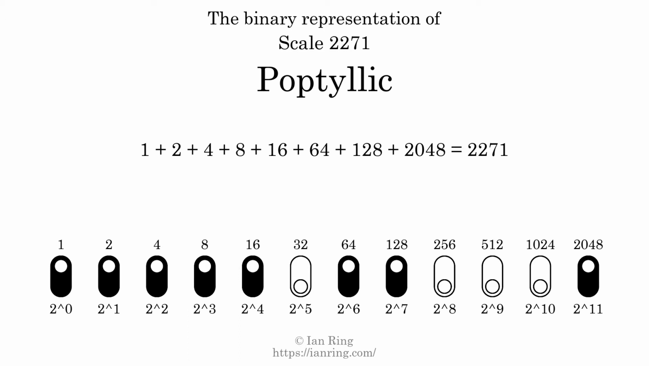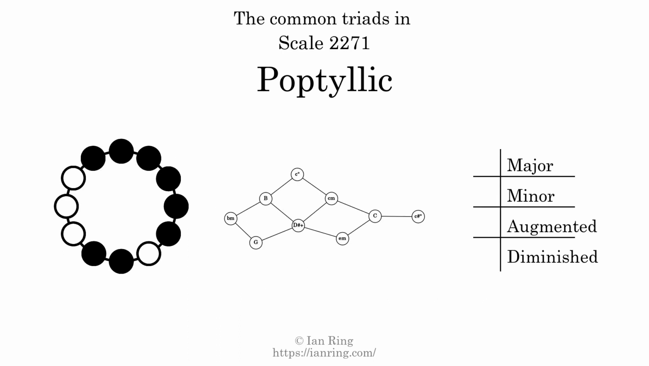2271. The scale number not only enumerates the scale with a unique index, but it also literally describes the tonal content of the scale. Represented as a binary number in base 2, the scale number is 1000110111111. Here are the common triads present in this scale.